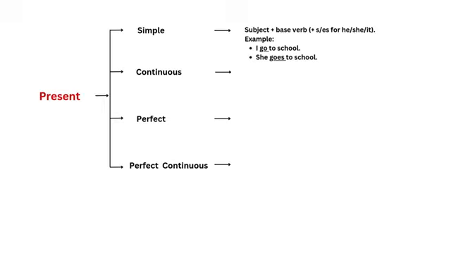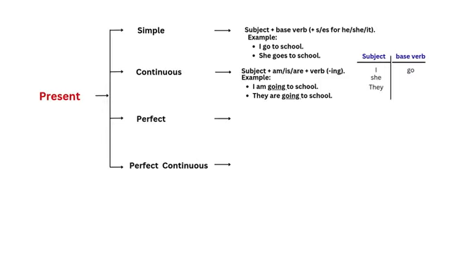Next example, she goes to school. Here, she is the subject. Goes is the verb. In the simple present tense, since the subject is she, third person singular, we add es to the verb go. To school is the object, telling us where the subject is going.